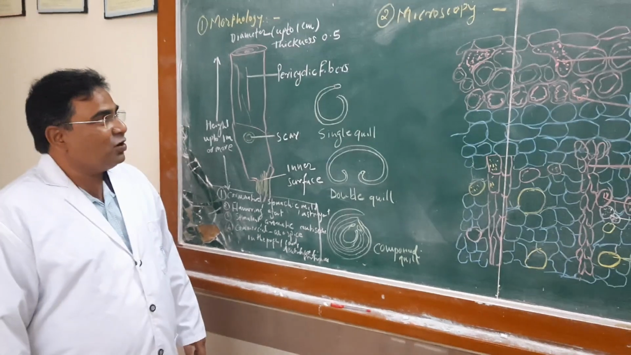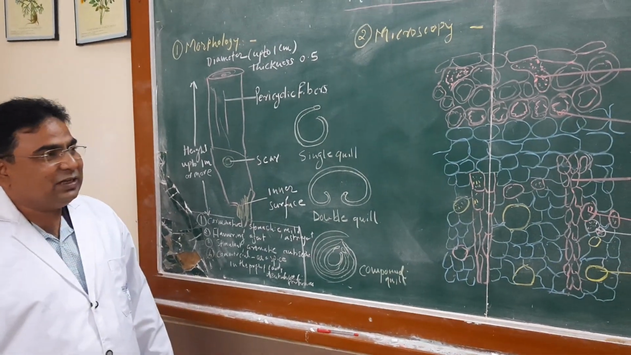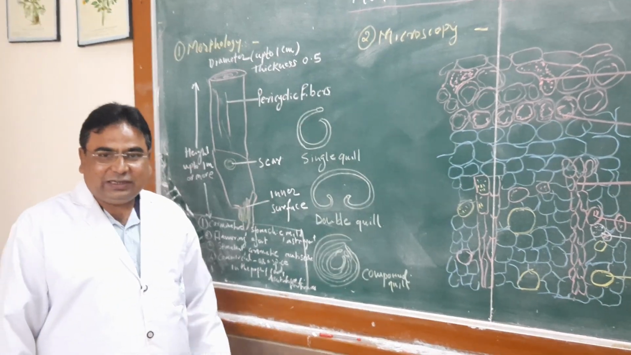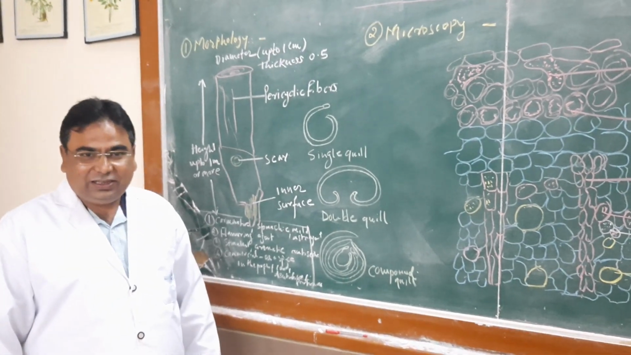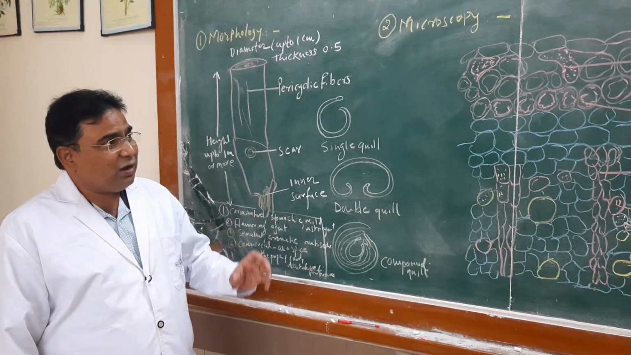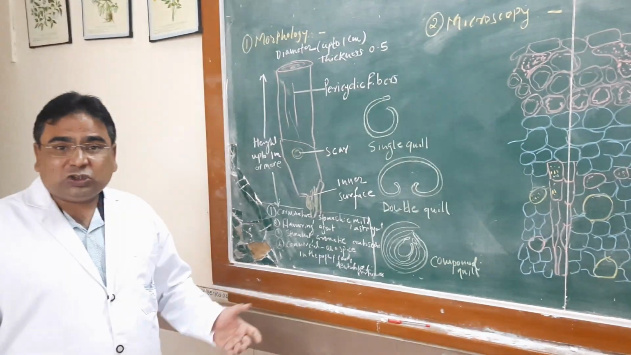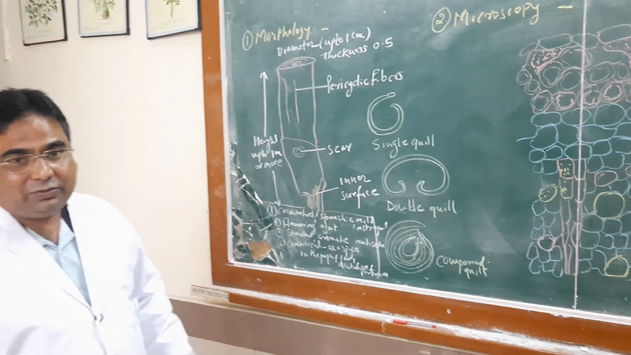Today we will see the morphology, histology and powder characteristics of cinnamon bark. Cinnamon bark, the synonym is Kalmi dalsini. Biological source: the cinnamon bark mainly consists of the inner bark of shoots of Cinnamomum zeylanicum.